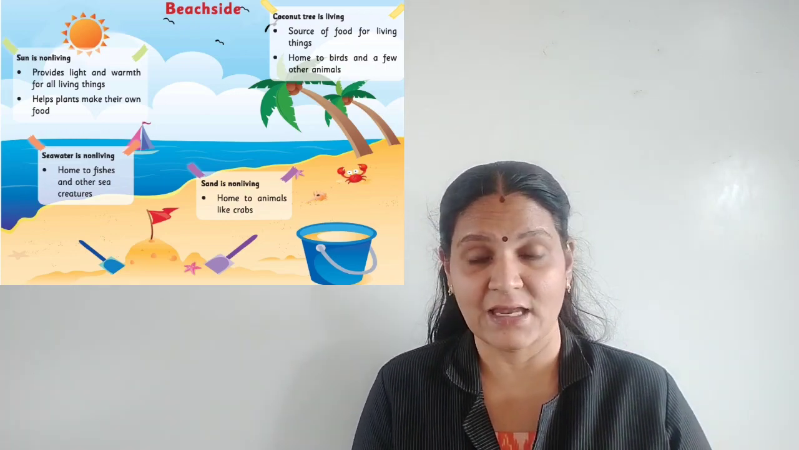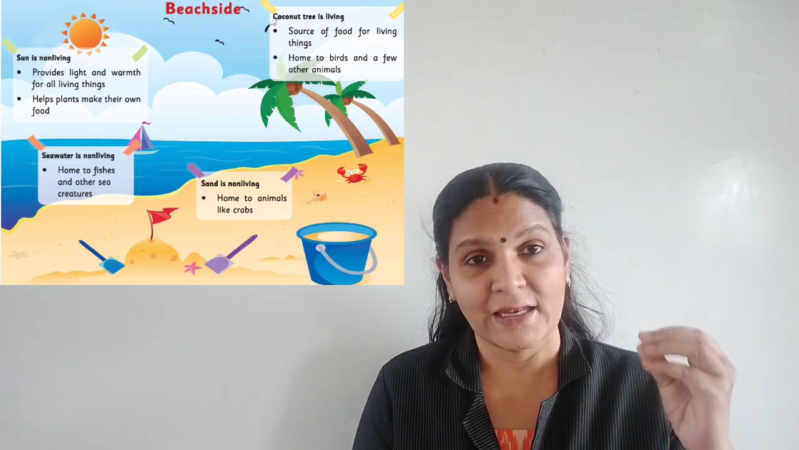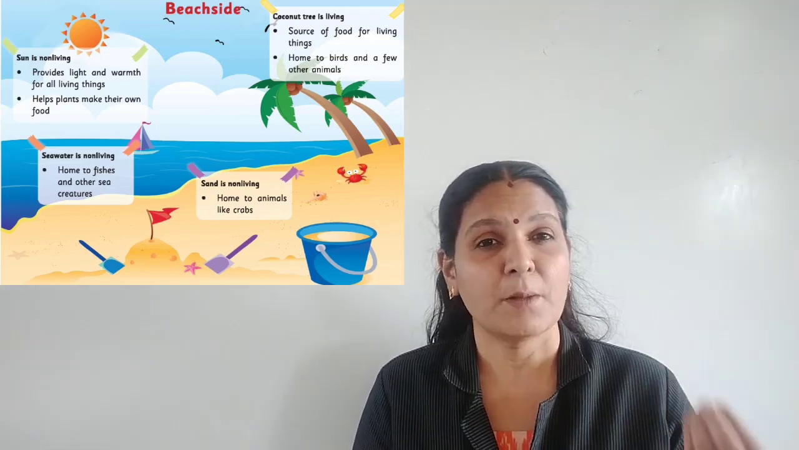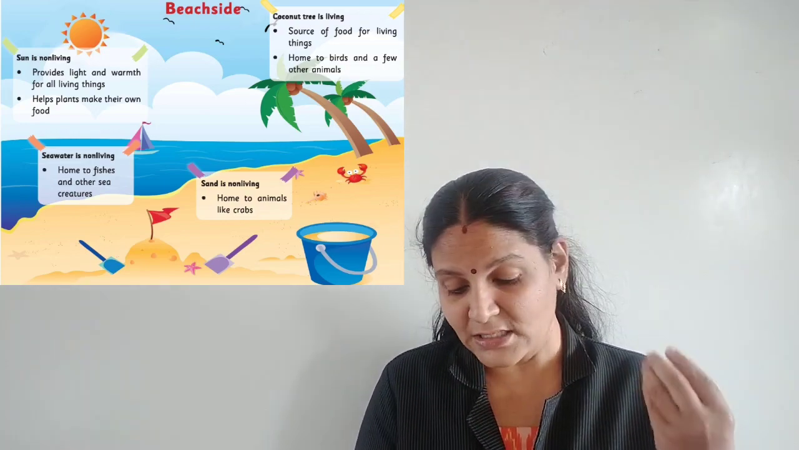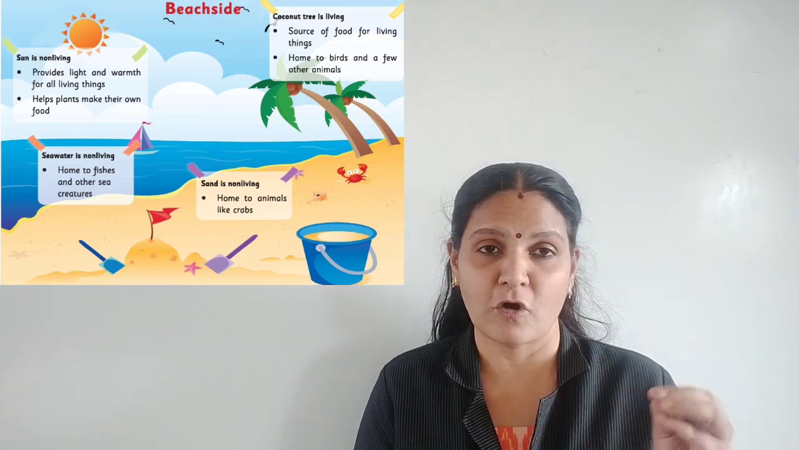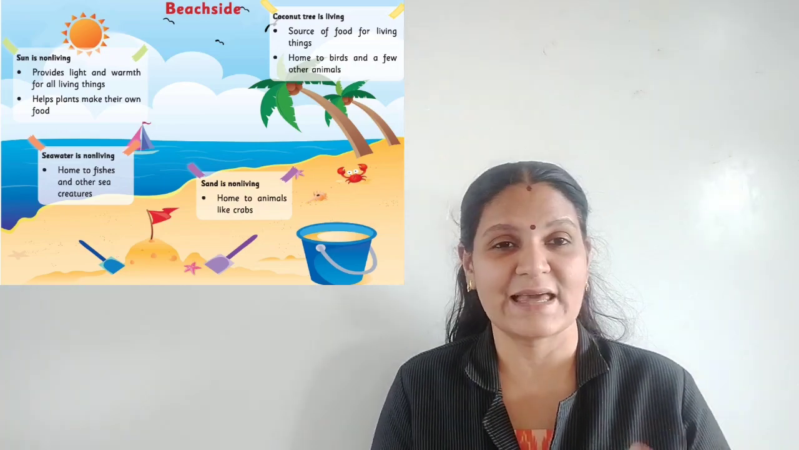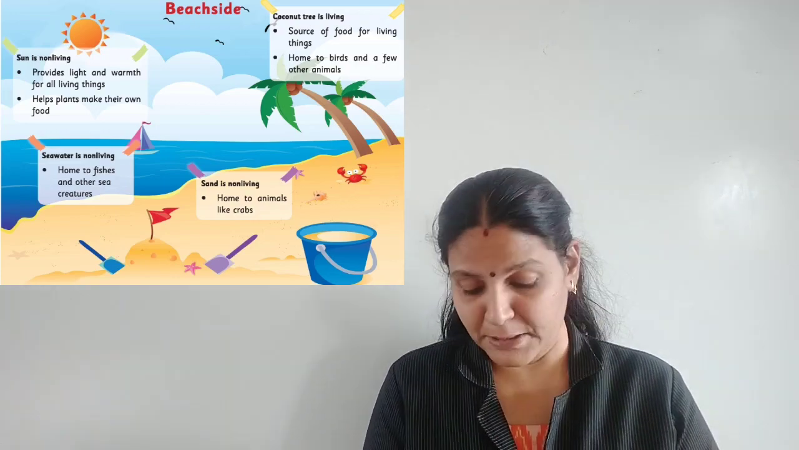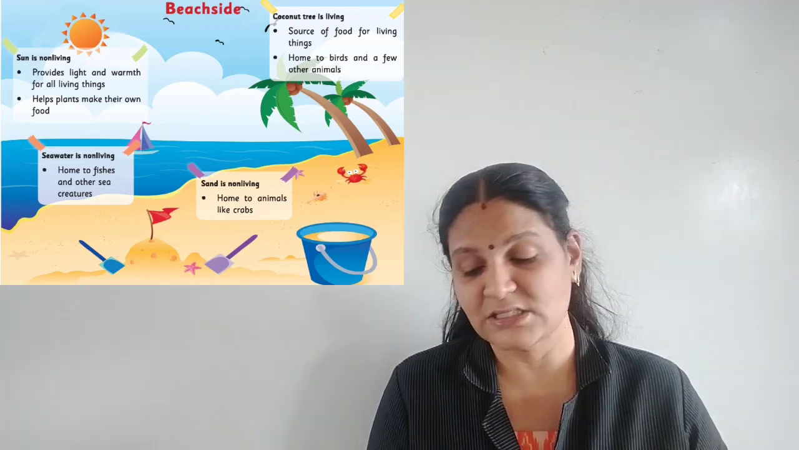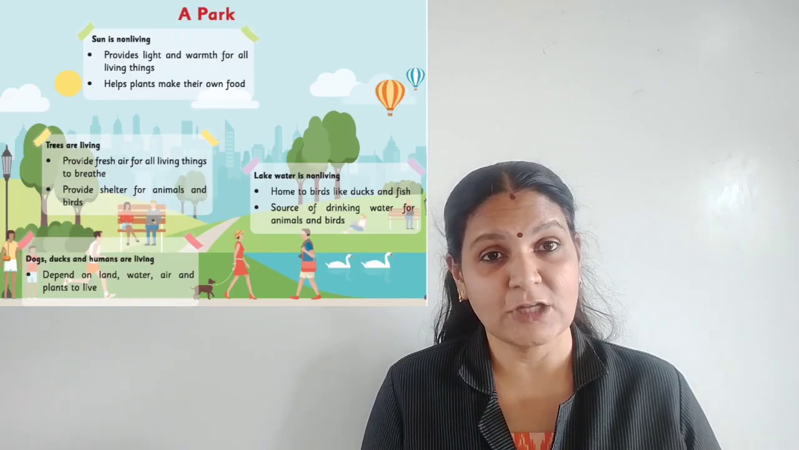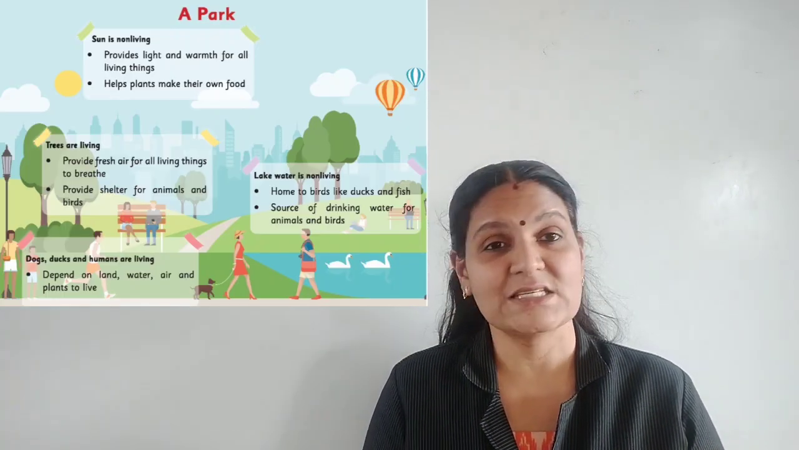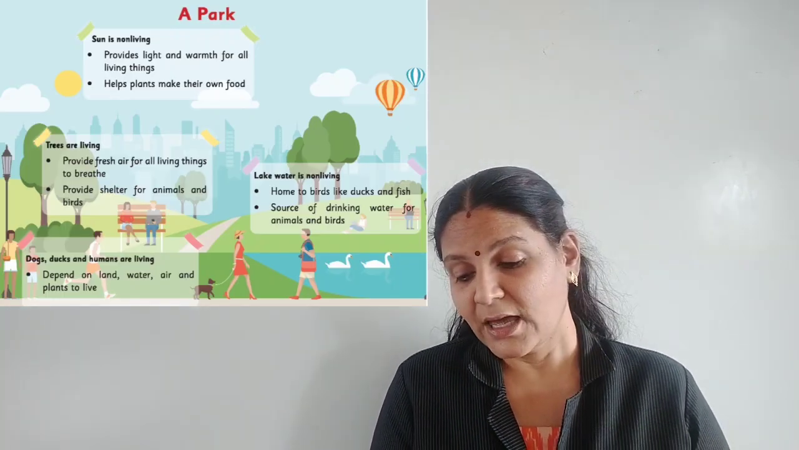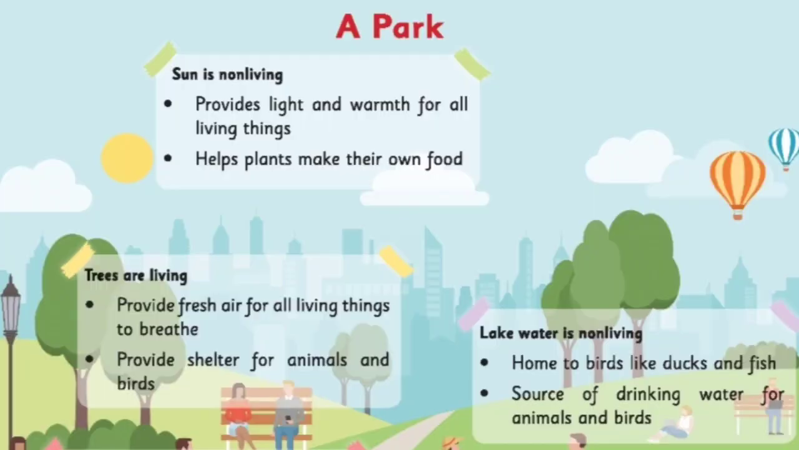And again, sand is a non-living thing, and in the sand you can find many small animals, and so it is a home for all small animals like crabs. Same way you can observe the other picture in page number 73. It is a scene of a park. It is a picture of a park, and in the park again you can see the sun.